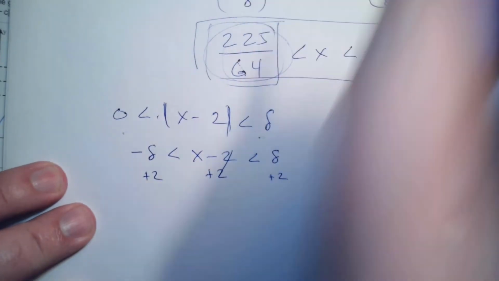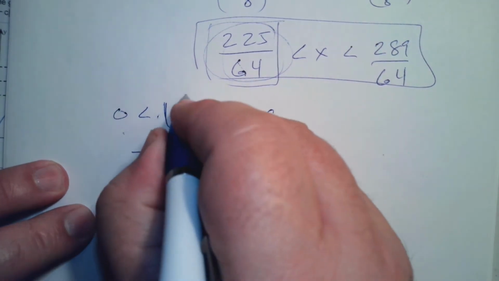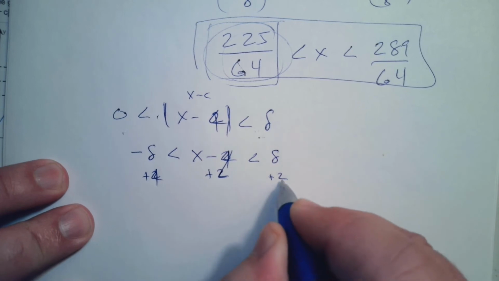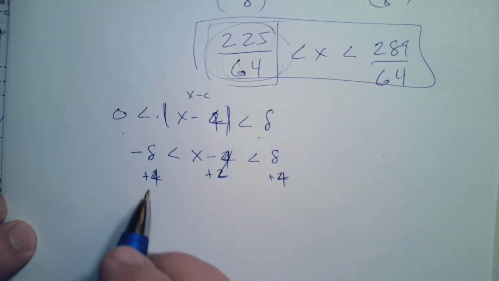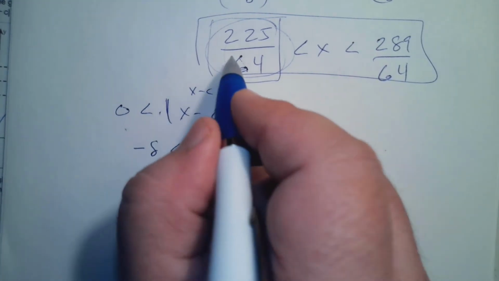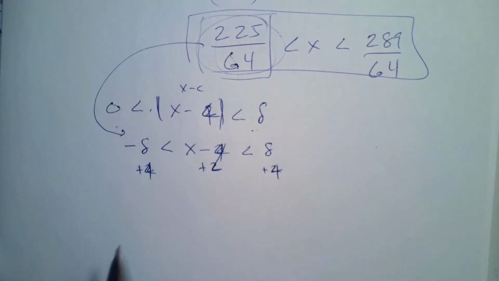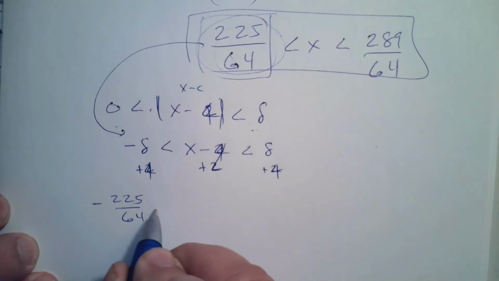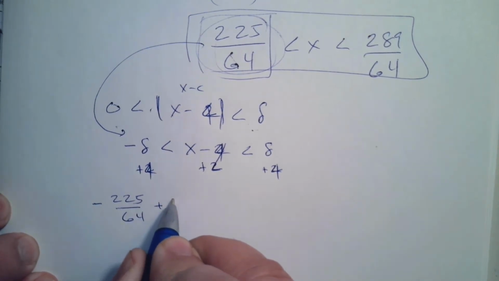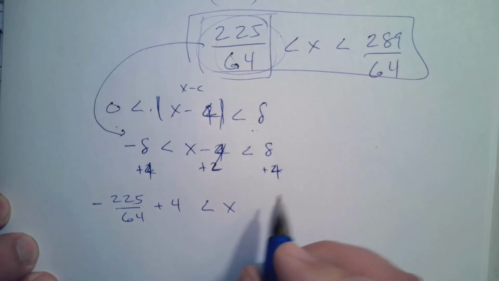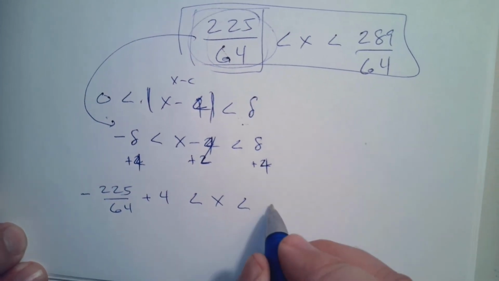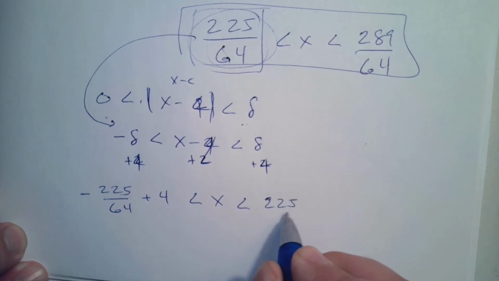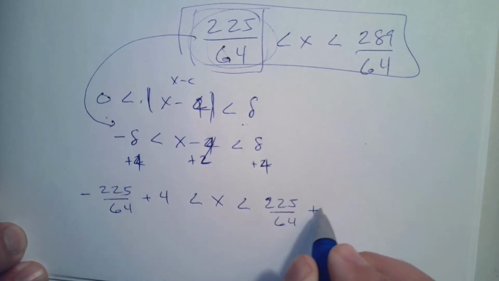c is 2, so 2 squared is 4, because that's what c is. This is x minus c. So we add 4 to everybody. And we're using this value here. So we have negative 225 over 64 plus 4. And then 225 over 64 plus 4.